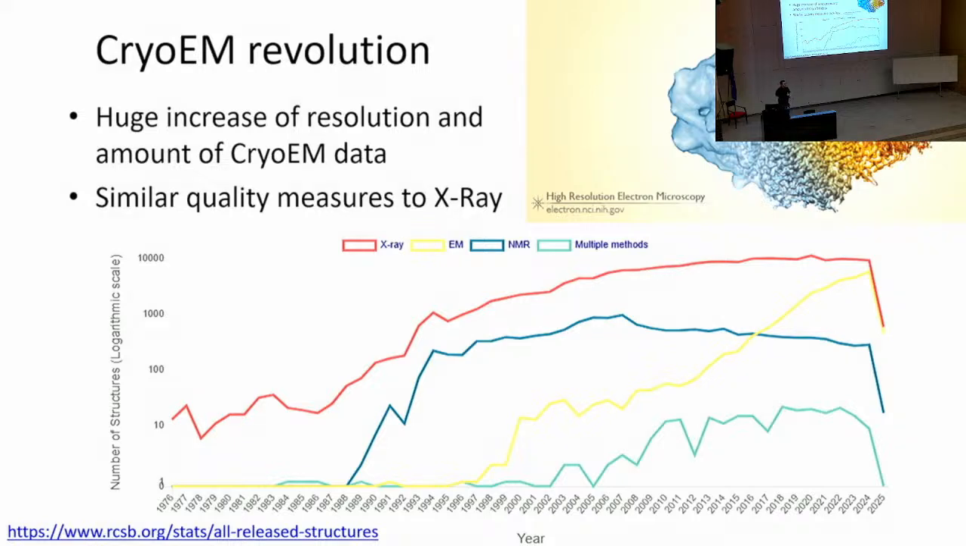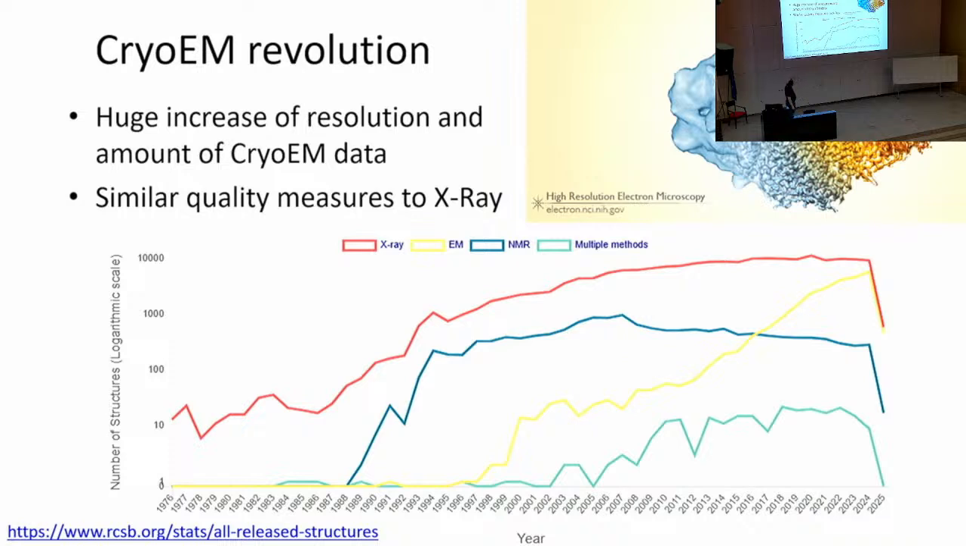As I said, this is the data from today, and you can see on a logarithmic scale that all the time X-ray has given the majority of the structures, typically 10,000 over the last 20 years. It's basically almost the same every year.